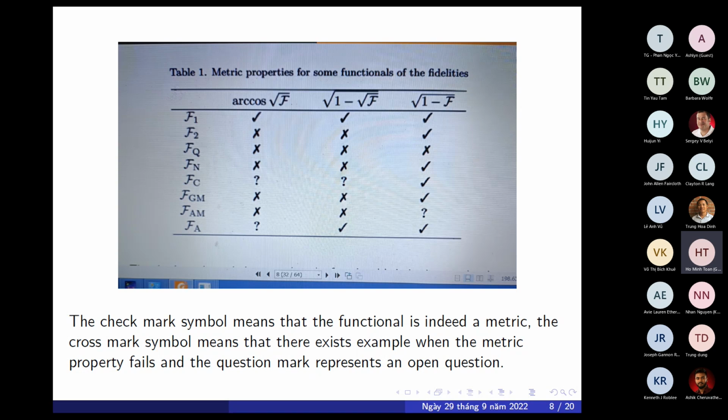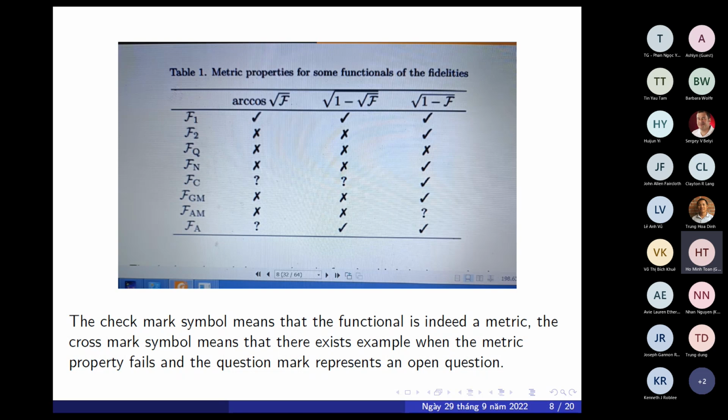For the geometric mean, for the geometric fidelity, they show that the side distance is a metric, but the other two are not. For F of AM, the fidelity here, they say they still don't know if the modified side distance is a metric or not. But they show that the other two are not metric. On the last slide they show that the modified distance is a metric, but the other left they still don't know.